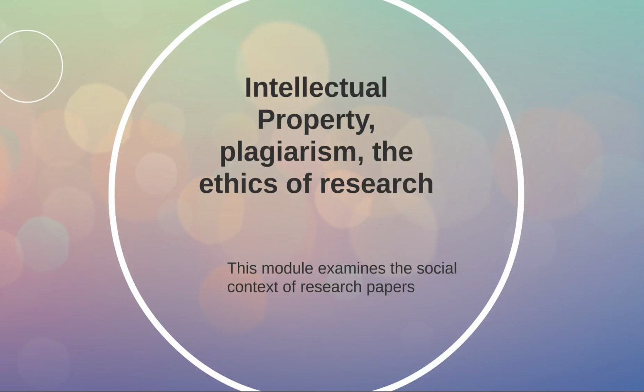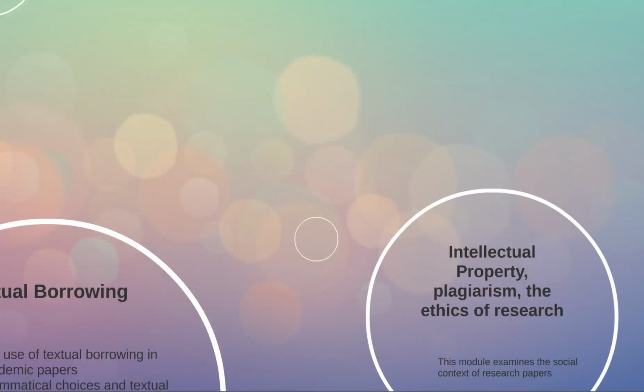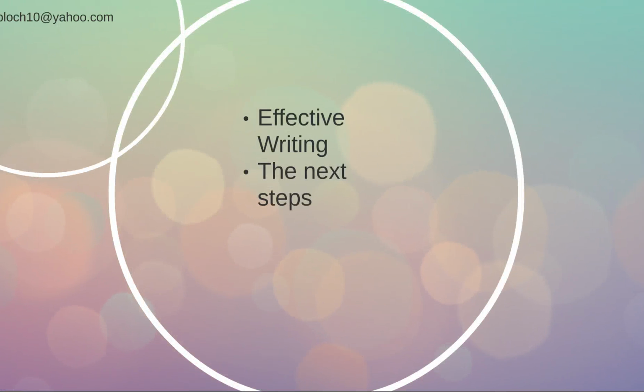The third module is going to cover intellectual property, plagiarism, and the ethics of research. And this is the social context in which you do research, the sort of rules for doing research, the norms and values that govern research. And then the final module will look at effective writing, some strategies for writing good academic text, and look a little bit at the next courses, the publishing and the dissertation writing courses.